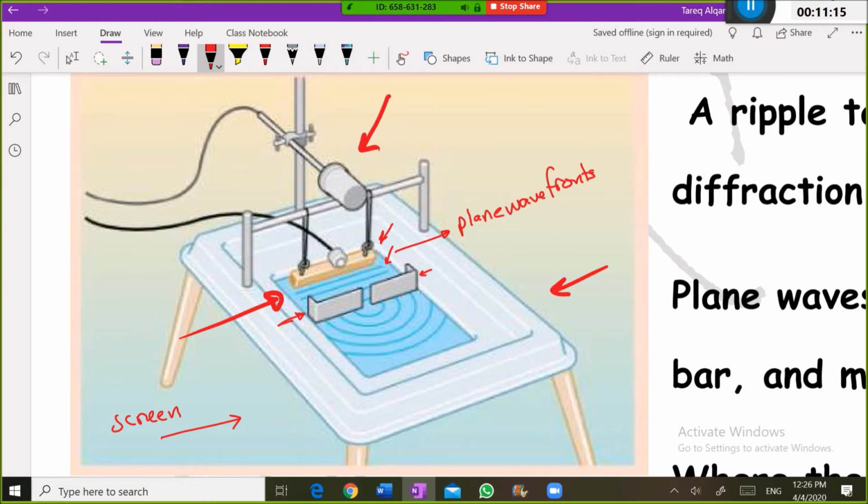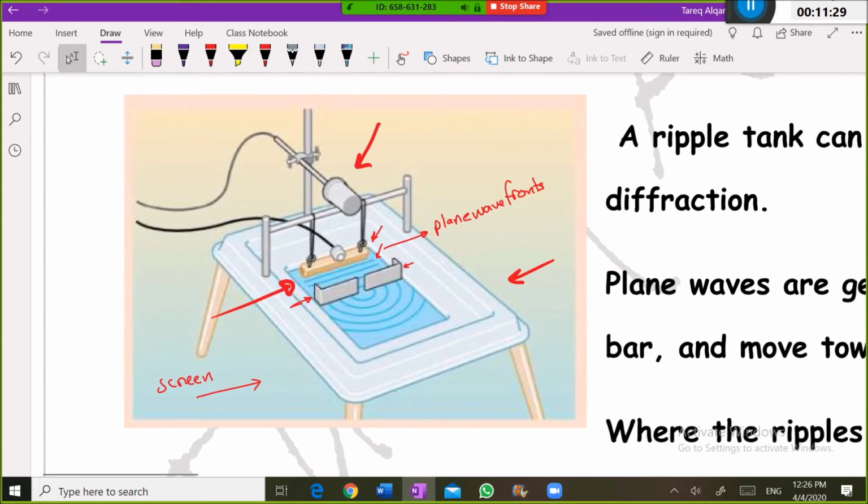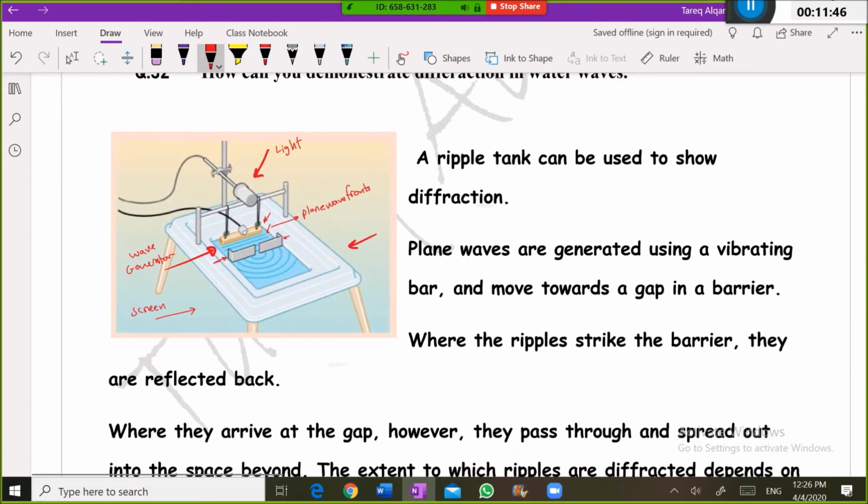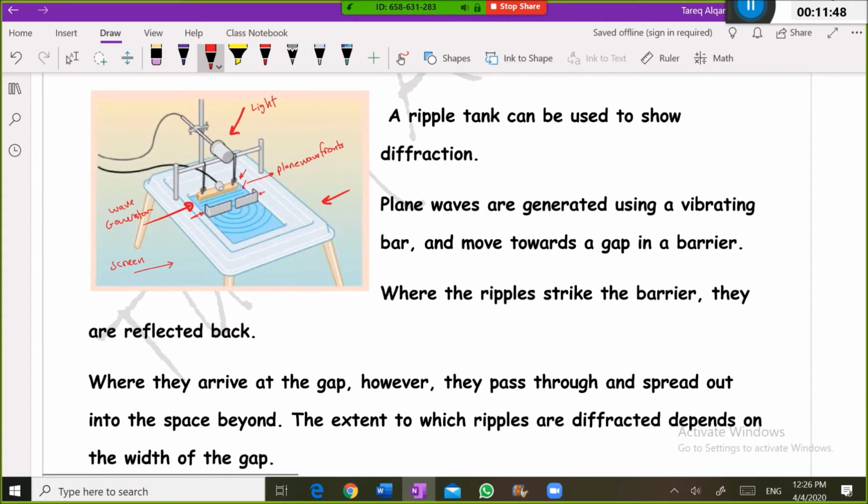If you are asked to do this, or probably you might be asked to set up an experiment to demonstrate the diffraction of waves, you have to draw one like this. You have to draw here that we will have a screen. Here we have a light. This is a generator, or wave generator. And so on.